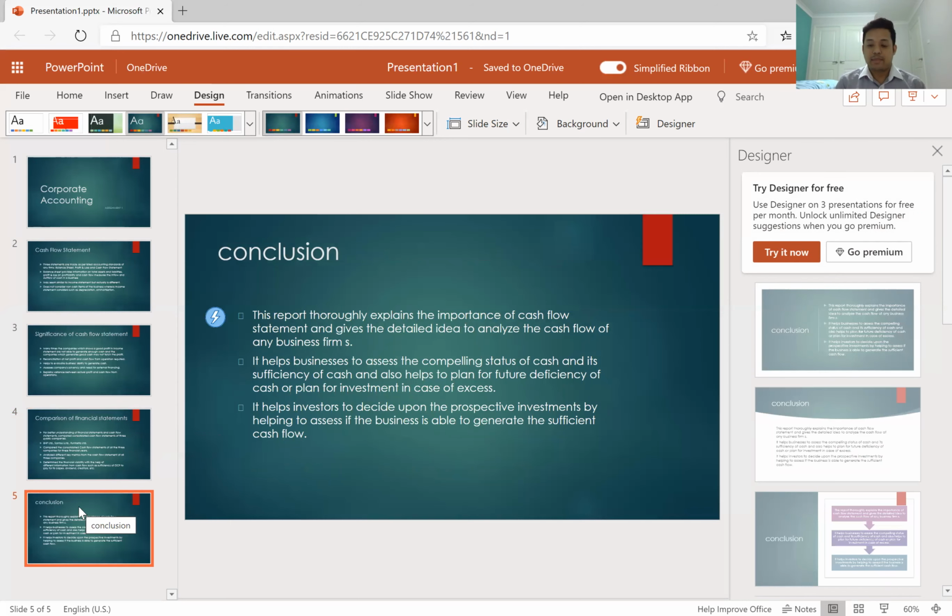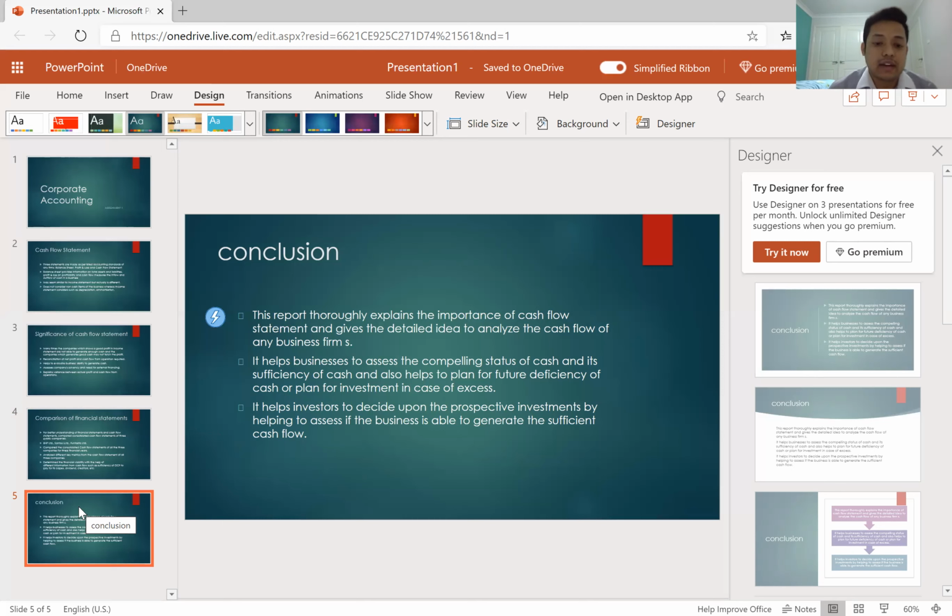Finally, after doing this assignment, we thoroughly gained knowledge of the importance of the cash flow statement. The cash flow statement gives a detailed idea to analyze different perspectives of the business in terms of the cash generated by the business, whether the business will be able to cover all its operating expenses, day-to-day regular expenses, and whether it will be able to cover the payment of its creditors and staff.